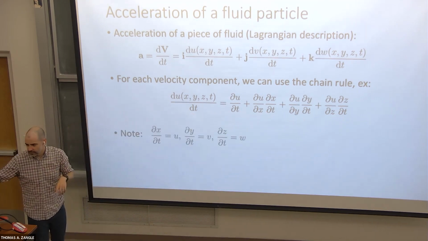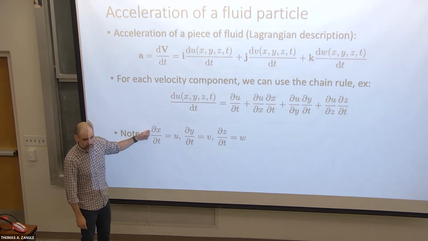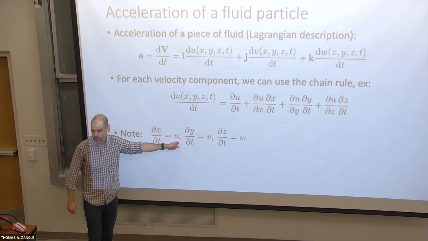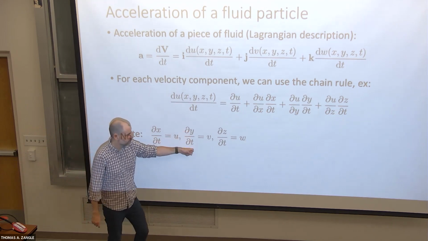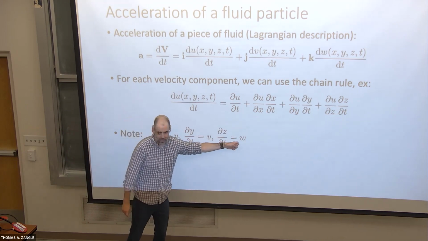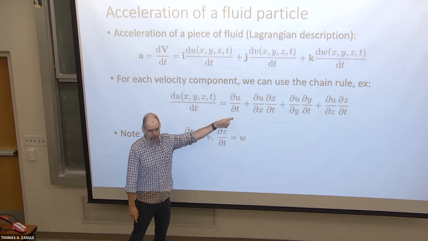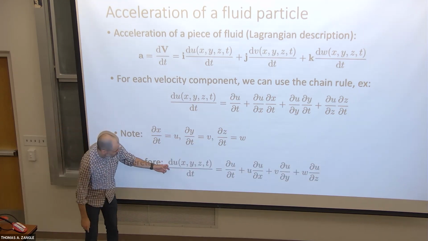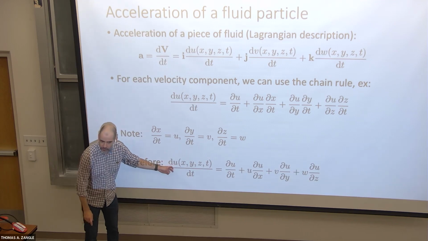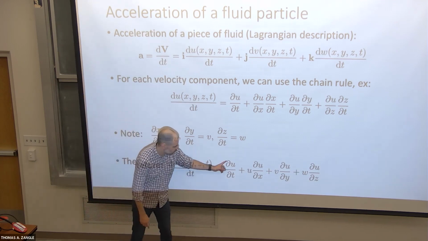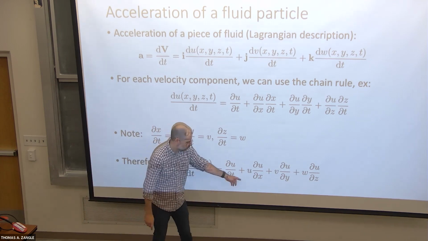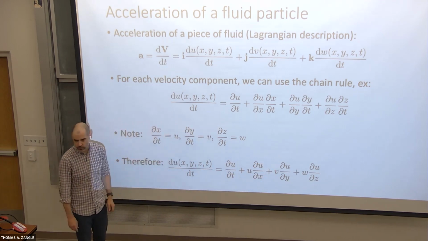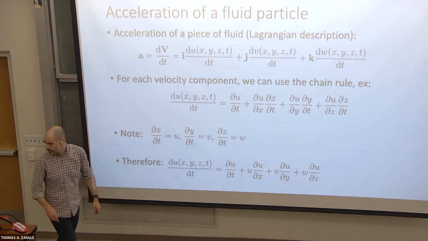And now we recognize that the rate of change of x with respect to time for this fluid particle is just the velocity u. The rate of change of y is v, and the rate of change of z with respect to time is w. So I can now rewrite this. The total derivative of the x component of velocity with respect to time is partial u/partial t, plus u partial u/partial x, plus v partial u/partial y, plus w partial u/partial z.